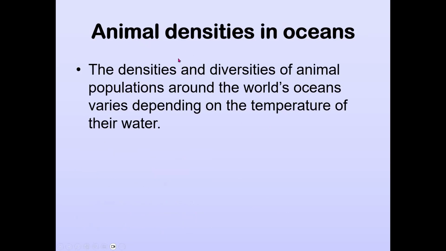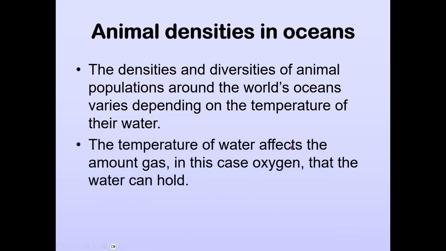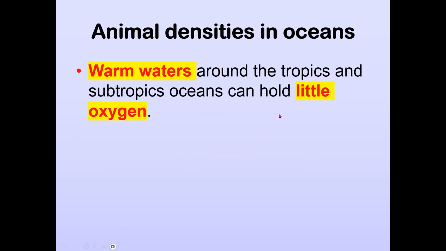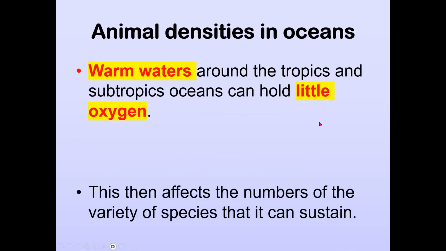Now, animal densities in the oceans is interesting. The densities and diversities depend on the temperature of the water. Now, the temperature affects the amount of gas that water can hold. And so any gas, carbon dioxide, oxygen, whatever it might be, the warmer the water, the less the gas. Therefore, the colder the water, the more oxygen, the more carbon dioxide that the water holds.